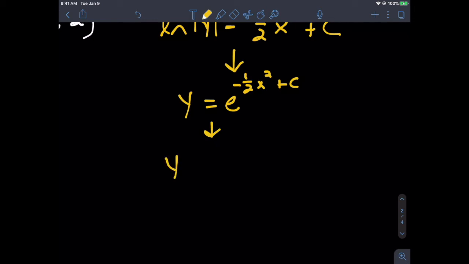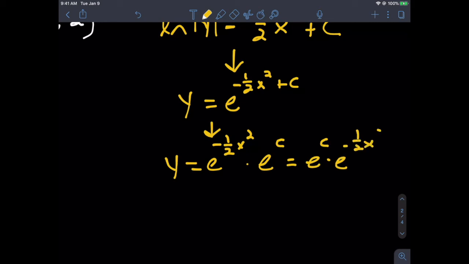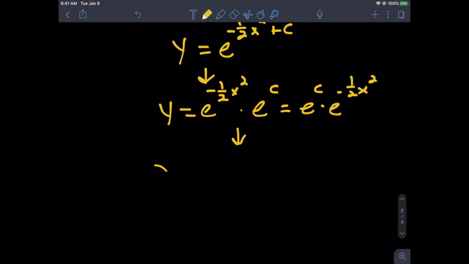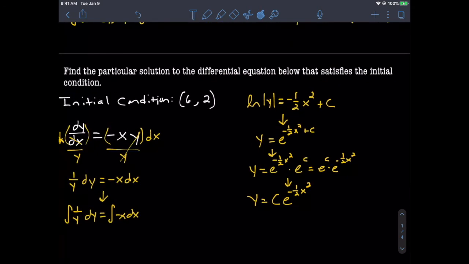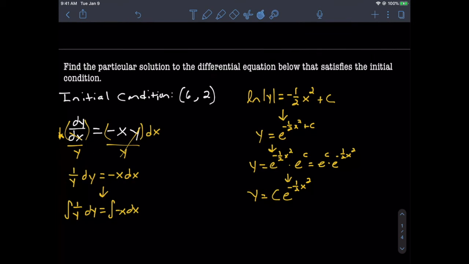A sum in the exponent results from the product of like bases, so we'll have e to the negative 1/2 x squared times e to the c. We're going to change the order of this now. The reason for that is because e to the c is e to a constant, which is itself a constant. And we can replace that with something else a little bit more general, like y equals big C e to the negative 1/2 x squared. This general solution is going to be much easier to incorporate our initial condition into to find our particular solution.